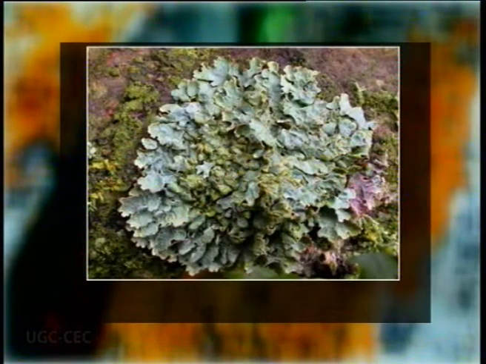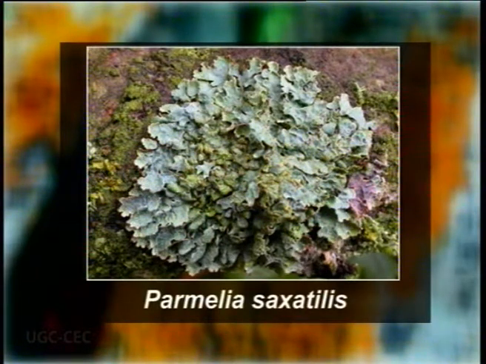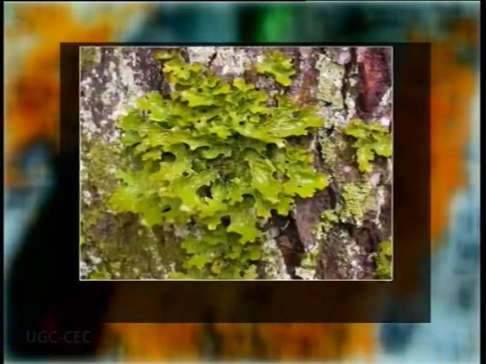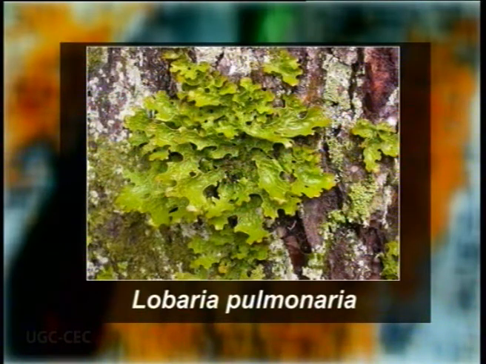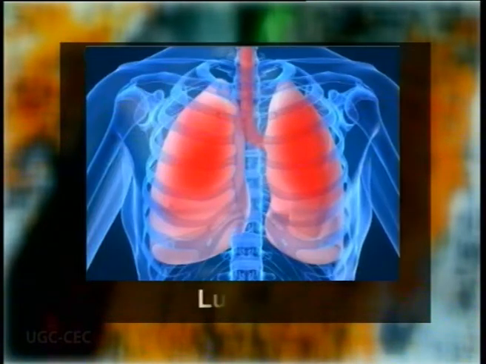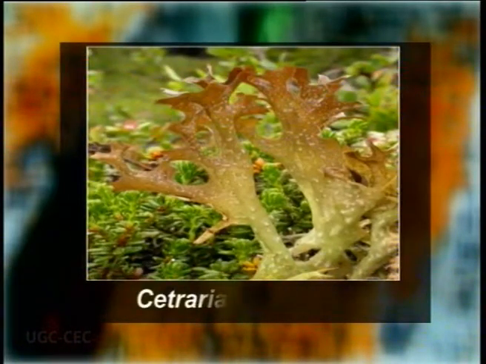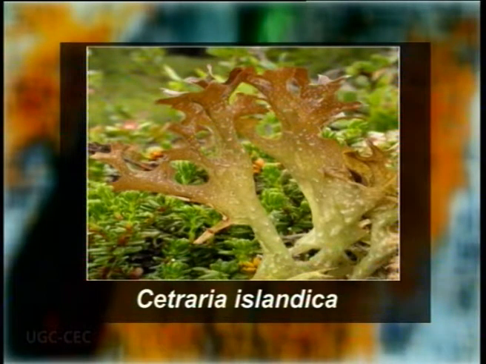Parmelia saxatilis, another species of lichens, is used for the treatment of epilepsy. Peltigera canina, which is also called the dog lichen, is used as a cure for hydrophobia. Lobaria pulmonaria, also called the lungwort, is used in the treatment of lung diseases. Evernia purpuracea is used in cough. A mucilaginous substance obtained from Cetraria islandica is used as laxative.